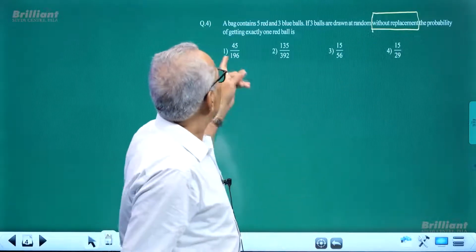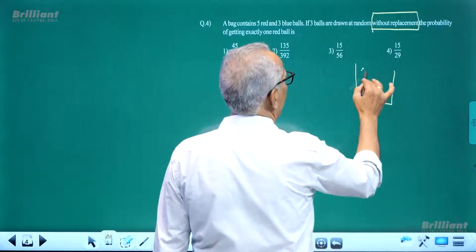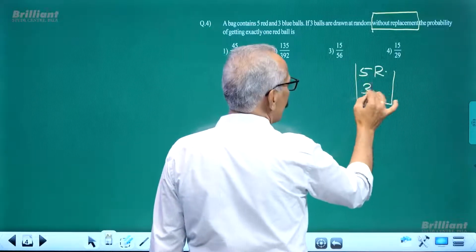Anyway, the probability of getting exactly 1 red ball. So how many red balls? 5 red, 3 blue.